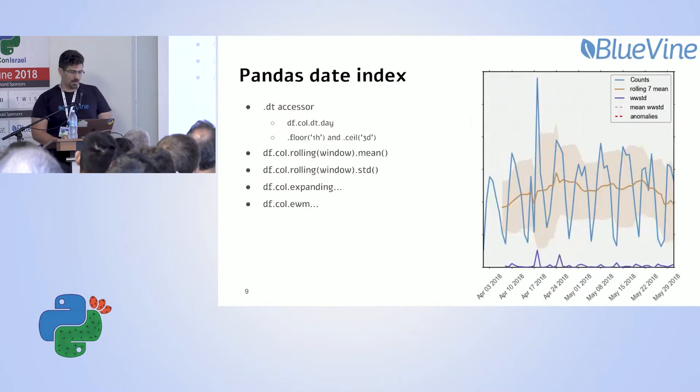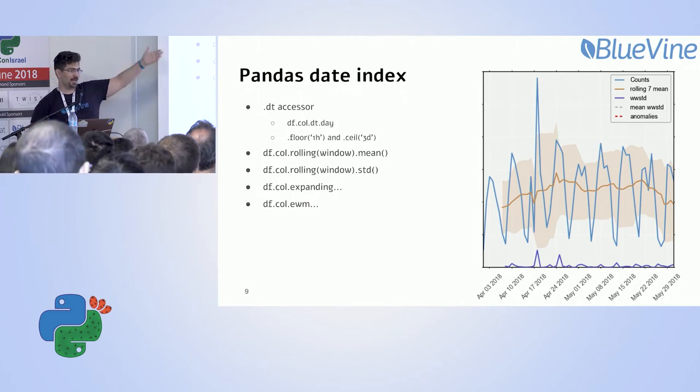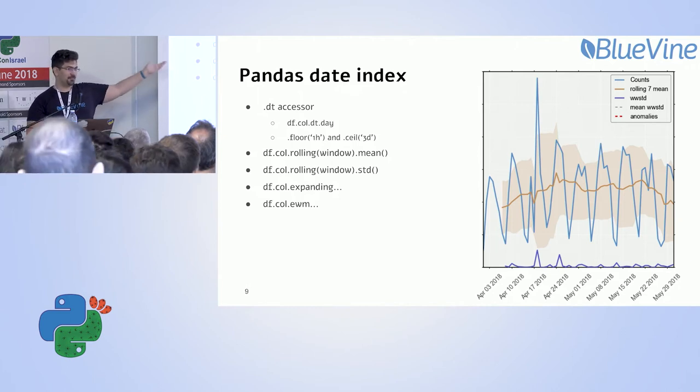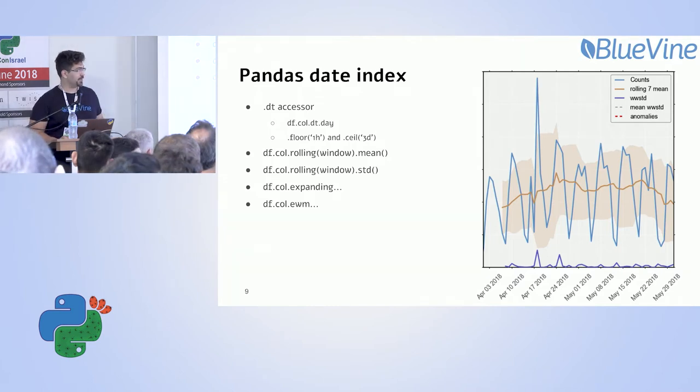A little more about the date index. It's awesome. And you can also use columns that are not indexed using the DT accessor. You can ask it for a day. You can ask it for a year. You can even floor now. That's pretty new in Pandas.